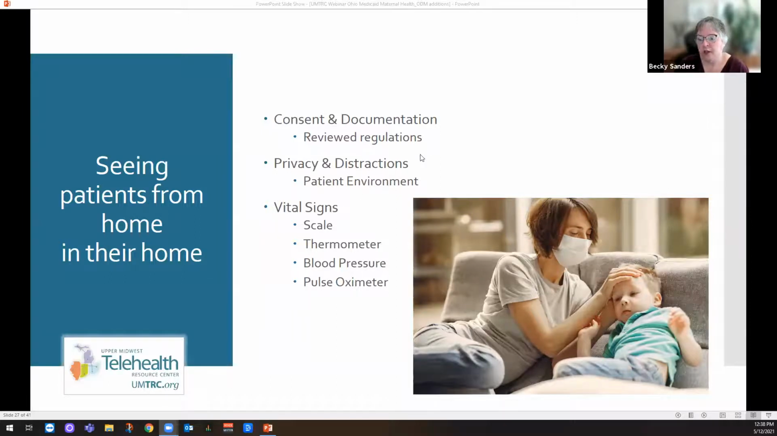We're going to talk a little bit about the patient environment and then vital signs. Some of these things, like scales and thermometers especially, I would probably guess 95 to 99% of all of us here on this call and all individuals across the United States have access to those at home. A blood pressure cuff and a pulse oximeter, maybe not as much, but if you're treating a patient with a high-risk pregnancy, certainly that might be something you would recommend that they have at home to continuously check their blood pressure every day.